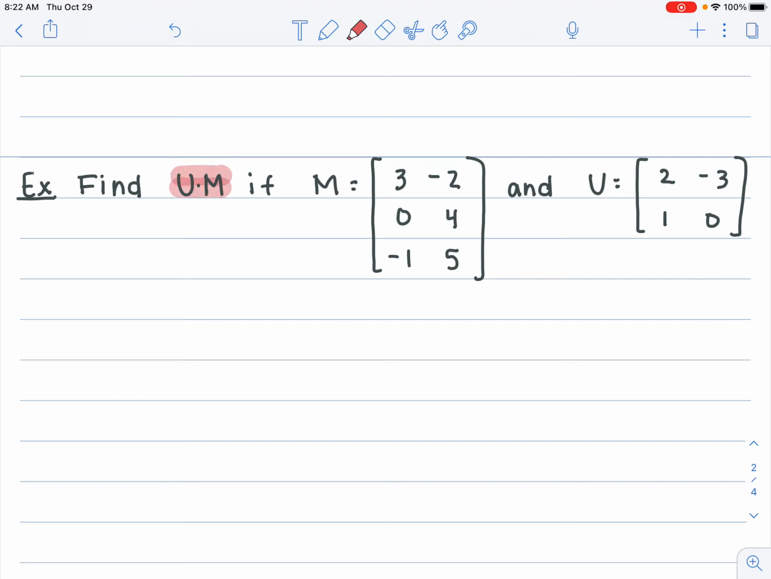All right, in this problem here, it says find u times m. Now, this problem is all about showing you that the order matters. So whichever matrix you have first, that has to be the one you write out first. So if I do u times m, I'm going to rewrite these so they're in the correct order. So since u is first, I'm going to rewrite that one.